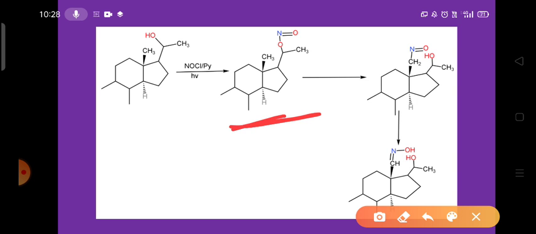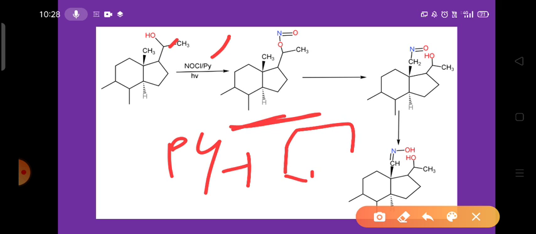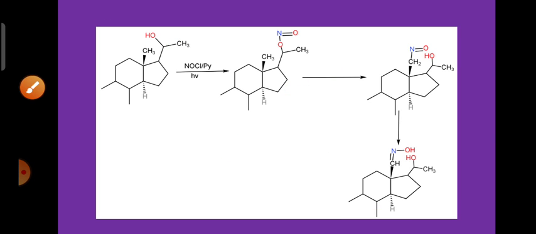So this is the first step. In the presence of pyridine, hydroxy compounds react with nitrosyl chloride. Pyridine is a base. Alcohols are acids, and in the presence of base, they react with the nitrosyl compound NOCl and change into nitrites. This is a nitrite. Now, after it, it undergoes the Barton reaction.